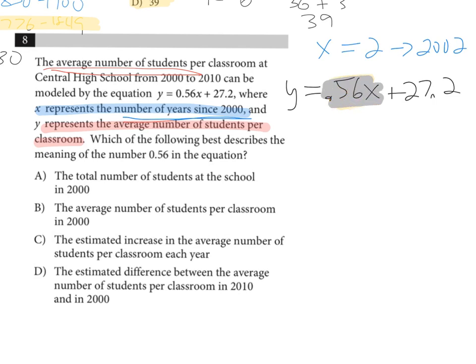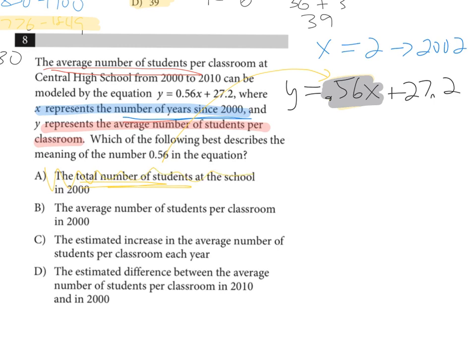So once again, I'm going to read my answer choices to get an idea of the direction of the question. Does 0.56 represent the total number of students at the school in 2000? So this represents total number of students. I'm already hesitant because how can 0.56 represent the number of students? Like you can't have a half of a student. So that's probably not right.